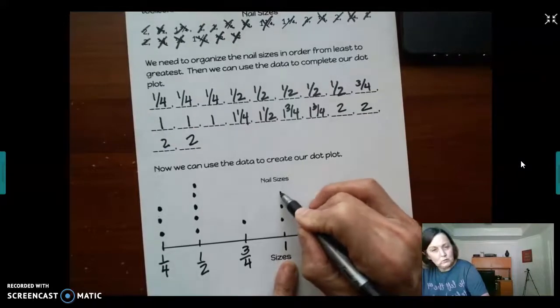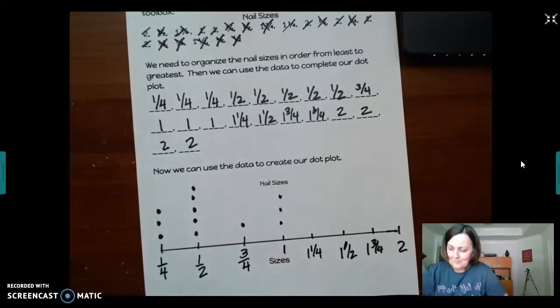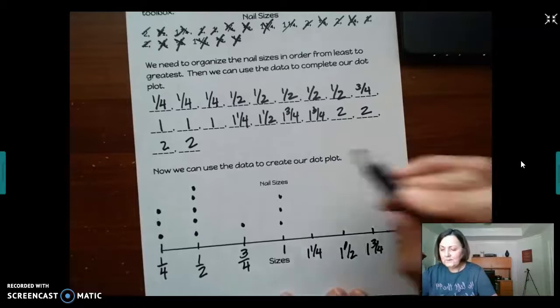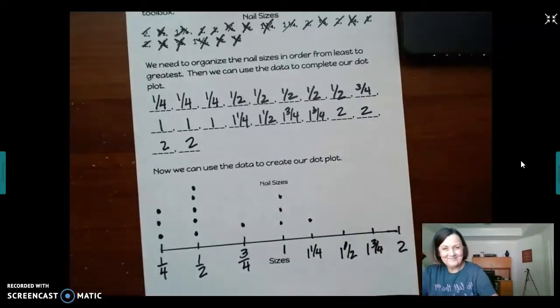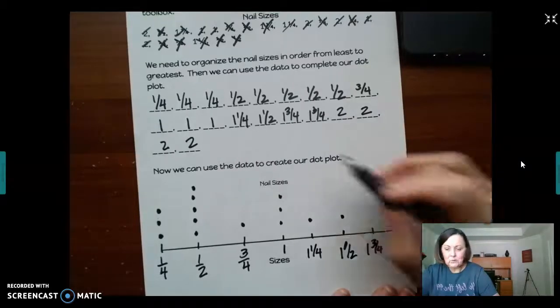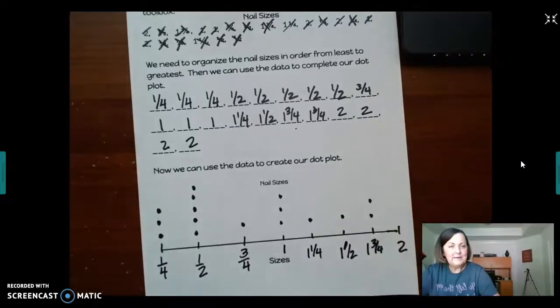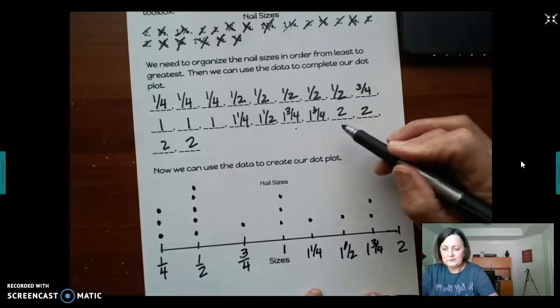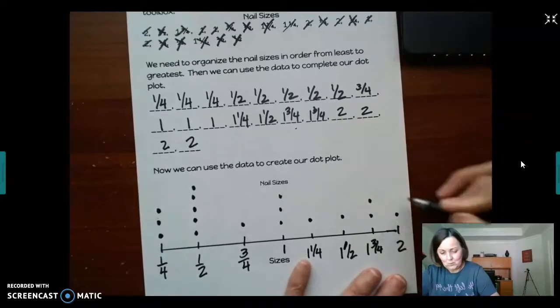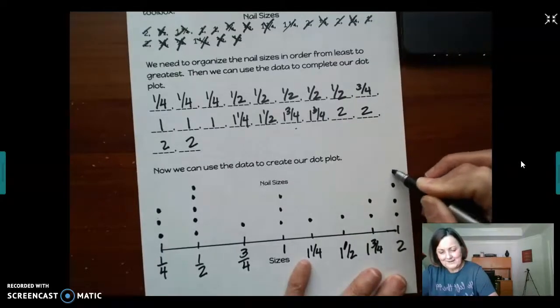How many nails are 1 inch each? 1, 2, 3. How many are 1 1/4 of an inch? Just 1. How many are 1 1/2? Again, we just have 1. How many are 1 3/4 inch? 1, 2. And how many nails do we have that are exactly 2 inches? 1, 2, 3, 4.